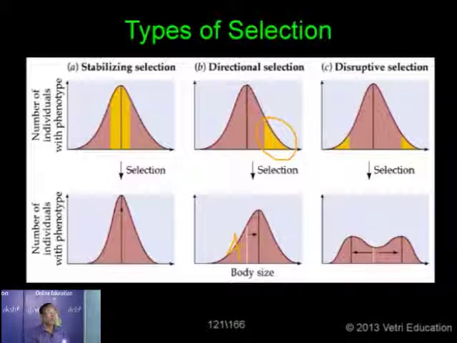You have more and more individuals towards one end. And also the mean value, you see, is being shifted towards the direction. So at one end we have more individuals, at the other end the number of individuals is decreased. So this is what is called directional selection, as it actually happens towards one direction.